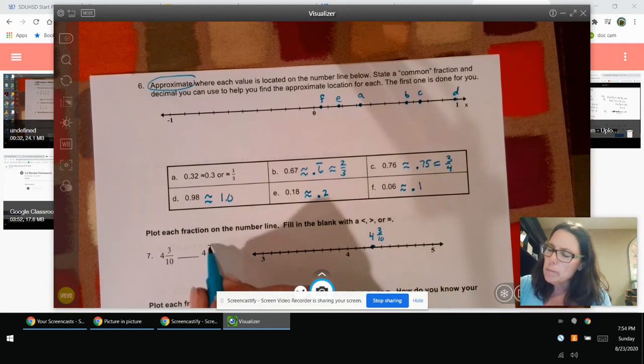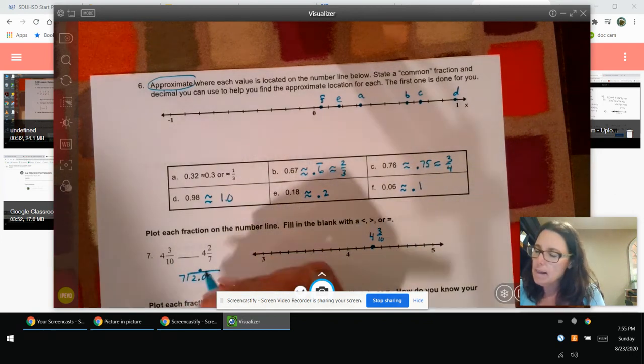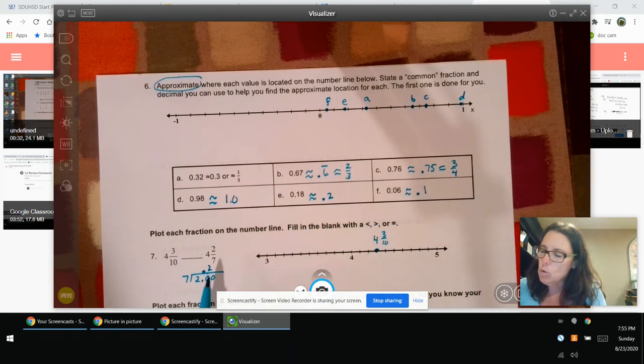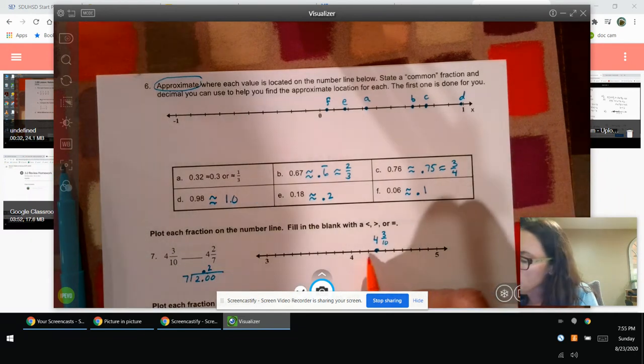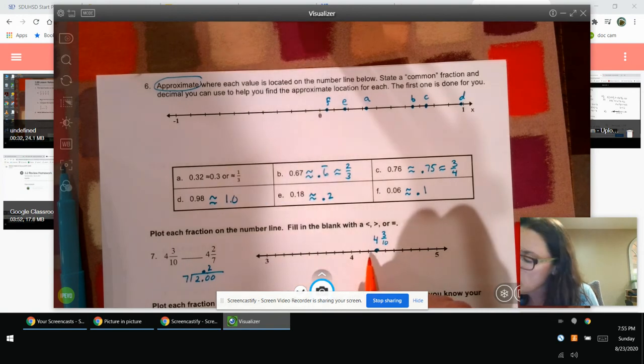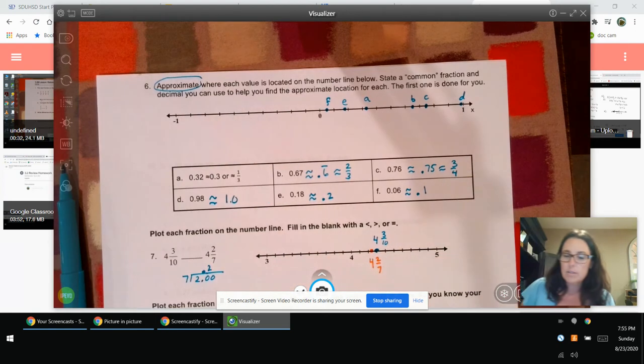Okay, now 4 2/7. 2/7 I'm not quite sure, but I know 2 divided by 7. I'll have to add a decimal and some zeros here. 7 into 20, 2 times. Can you already see that this is going to be just left of this guy? Okay, so I'm going to come in and mark that with my orange pen here. It's to the right of 0.2, but it's going to be to the left of 0.3. So somewhere in the middle there, 4 2/7.